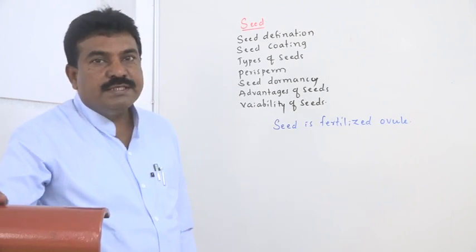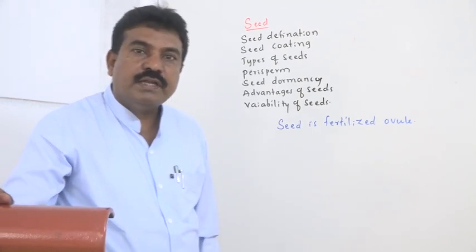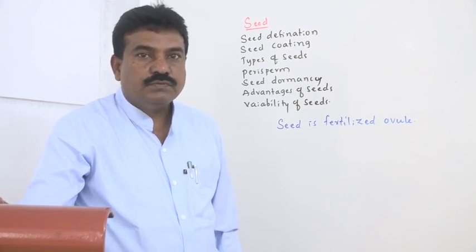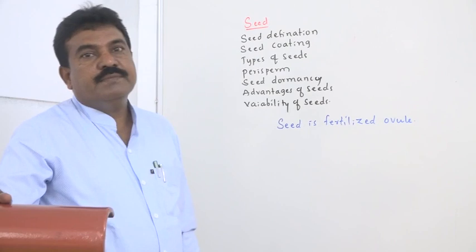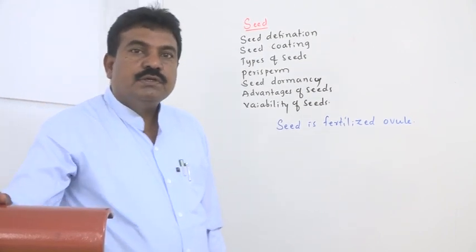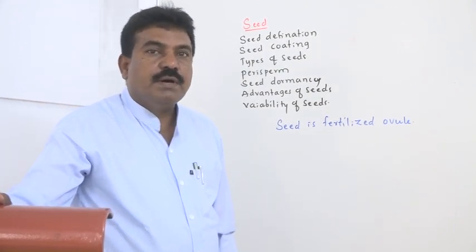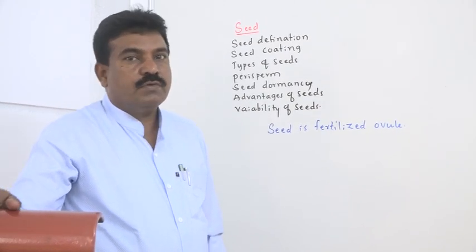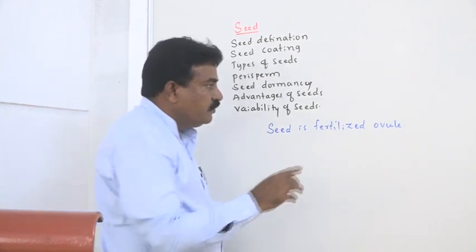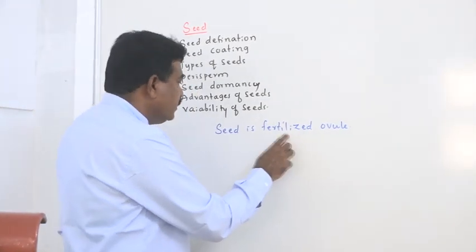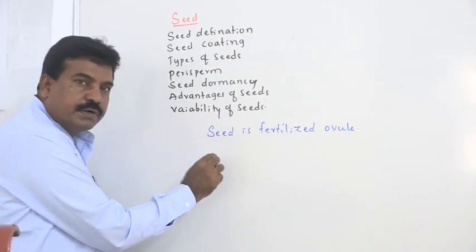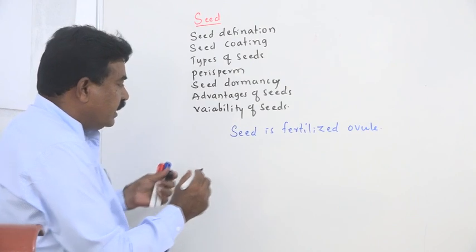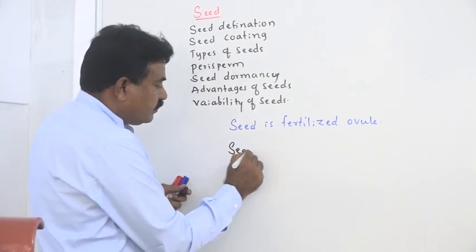Naturally, take banana, the best example of natural seedless fruit where fertilization does not take place. Take pomegranate, grapes, artificially we induce the process of what? Parthenocarpy, where in fruit seeds are not formed. Hence, when ovule undergoes fertilization, there is formation of a reproductive product. Its name is seed. Then next one is seed coating.